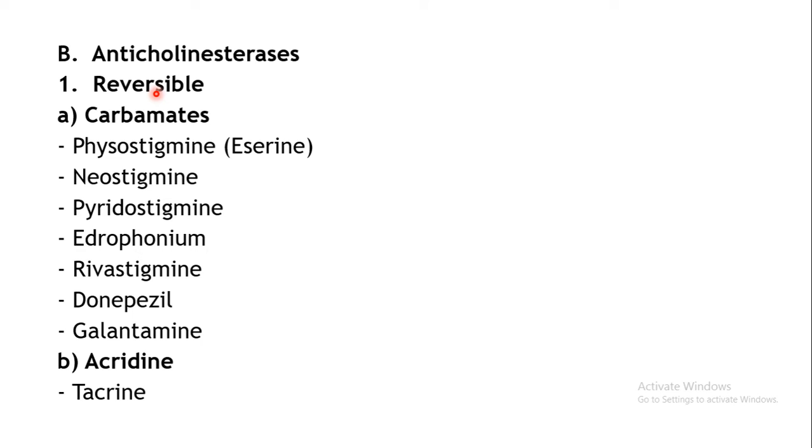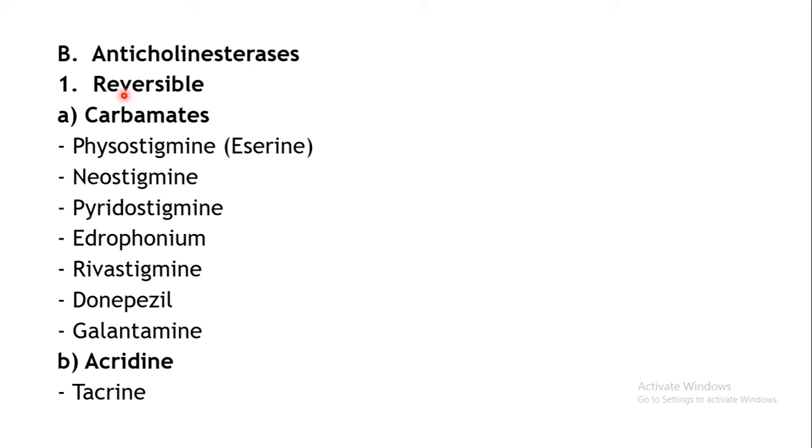Whereas irreversible inhibitors are those which will permanently block that enzyme. They will inhibit the enzyme permanently so that it will lose its function permanently. So unless and until new enzyme is synthesized, it will not gain back its activity. So coming to the first type of anticholinesterases, these are the drugs which will inhibit the enzyme acetylcholinesterase involved in the metabolism of ACh.